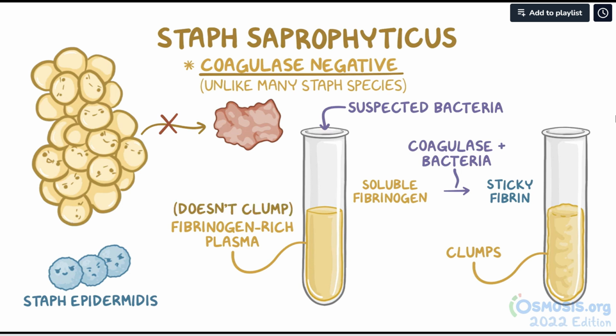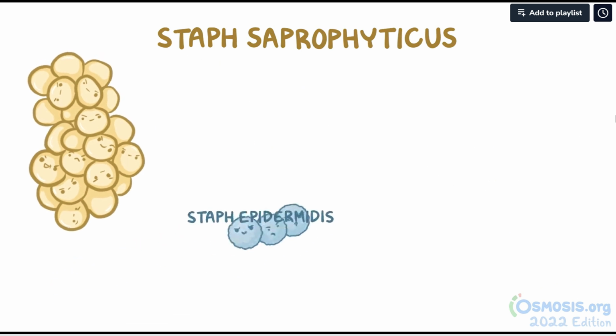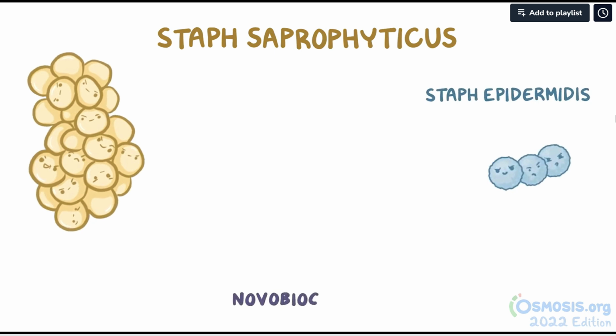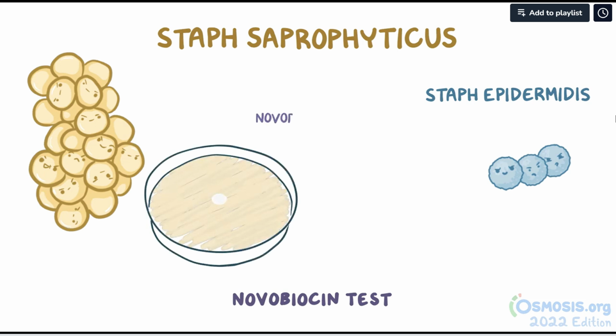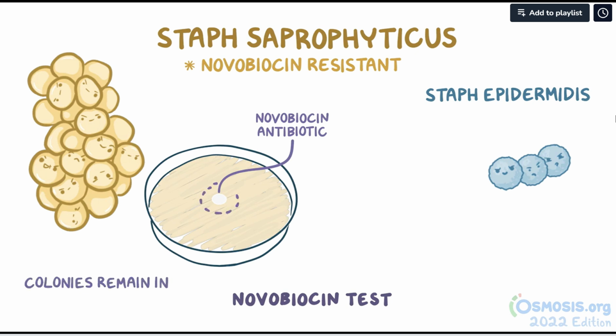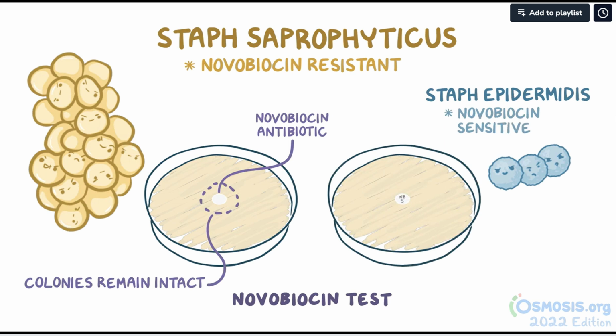Finally, to distinguish Staph saprophyticus from Staph epidermidis, the novobiocin test is used. This is when a disc, imbued with novobiocin, an antibiotic, is added to the culture. Staph saprophyticus is novobiocin resistant, so the colonies remain intact, whereas Staph epidermidis is novobiocin sensitive, so the colonies die off.